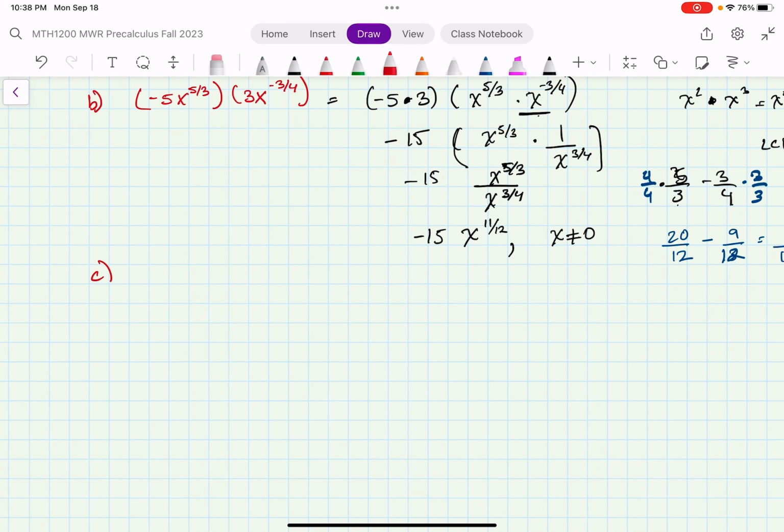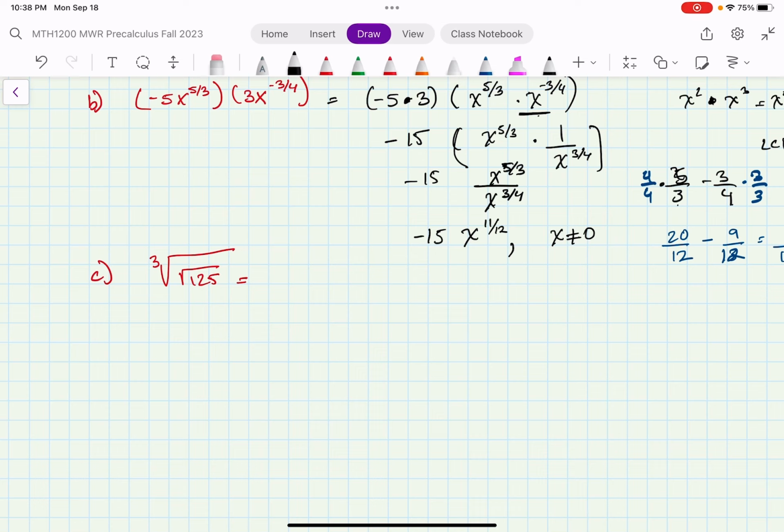Okay, part C. So let's say you have the cube root of the square root of 125. That's a mouthful, right? So it's the cube root of the square root of 125.